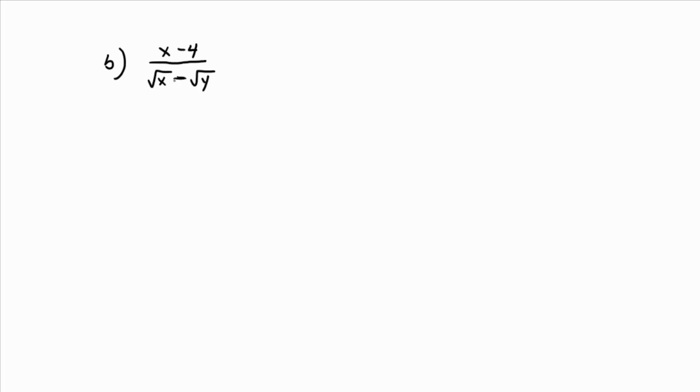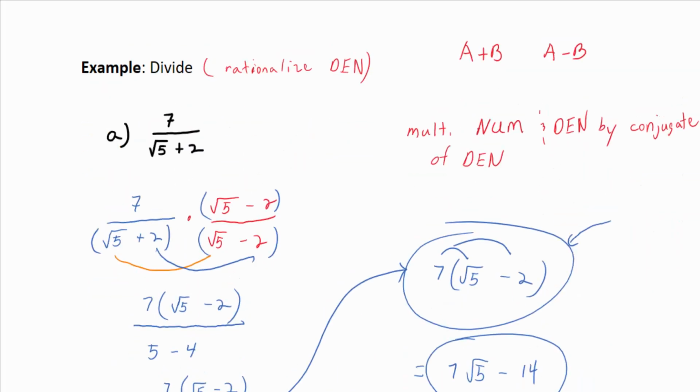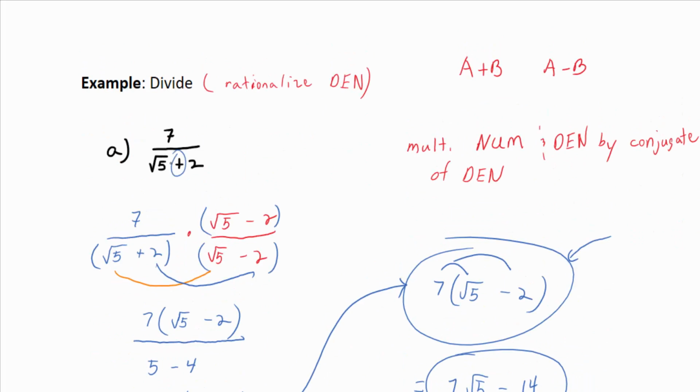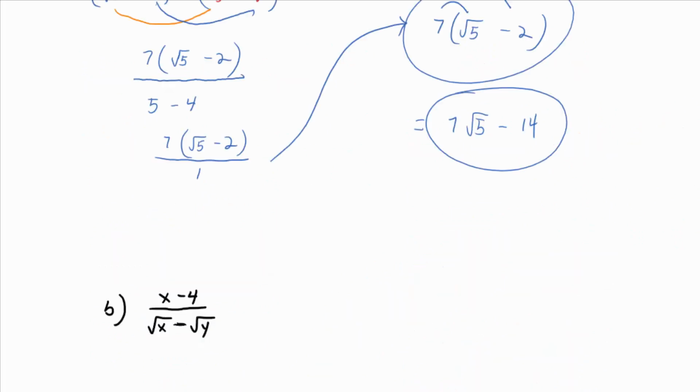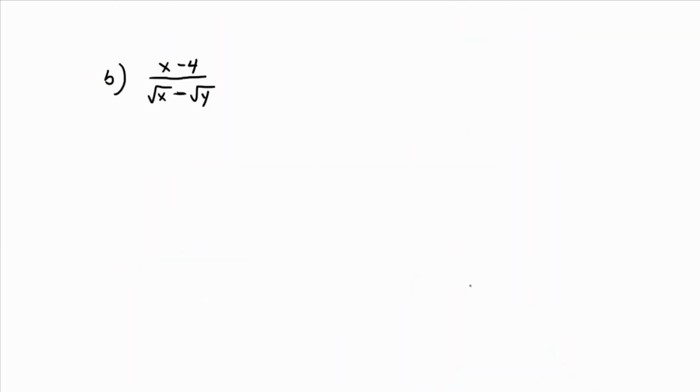Square root of x, change the minus to a plus. If it's plus, change it to a minus. In the last one, it was root 5 plus 2, so we changed it to root 5 minus 2. In this one, it's root x minus root y, so we're going to change it to root x plus root y to get the conjugate of the denominator.